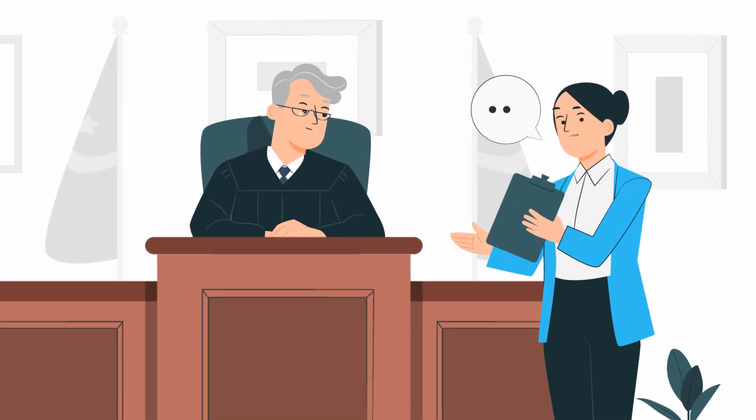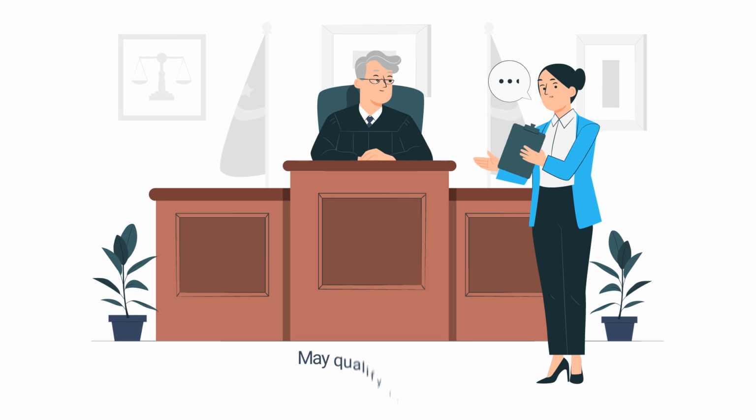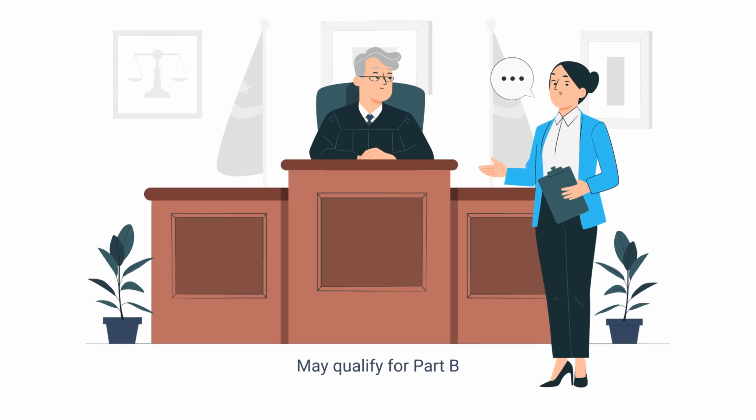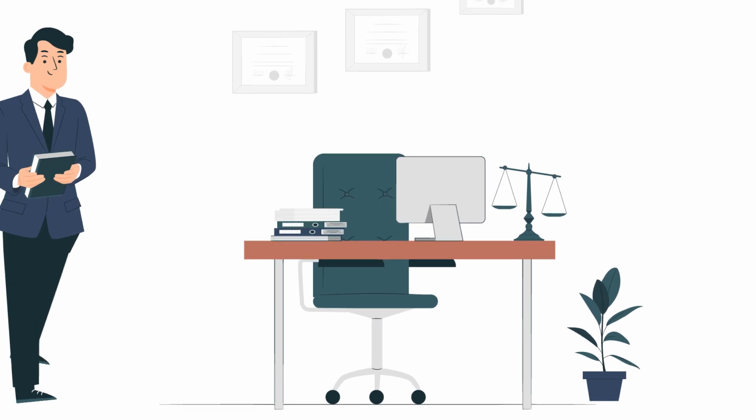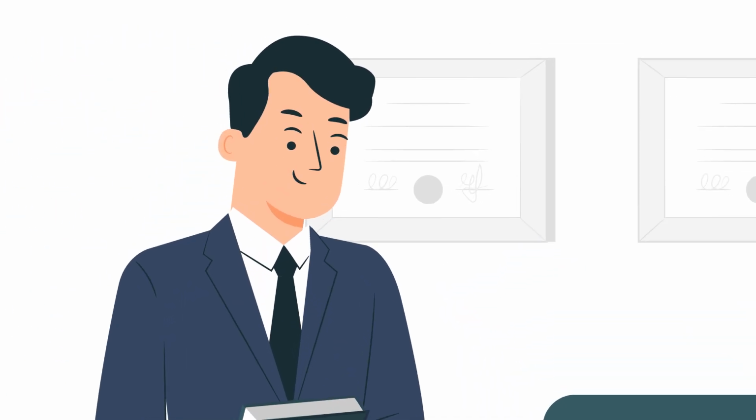If a defendant has 0 criminal history points, the defendant may qualify for Part B. Look in the comments for a link to our video guide for Part B. We hope this helped you understand the Criminal History Amendment a bit better.